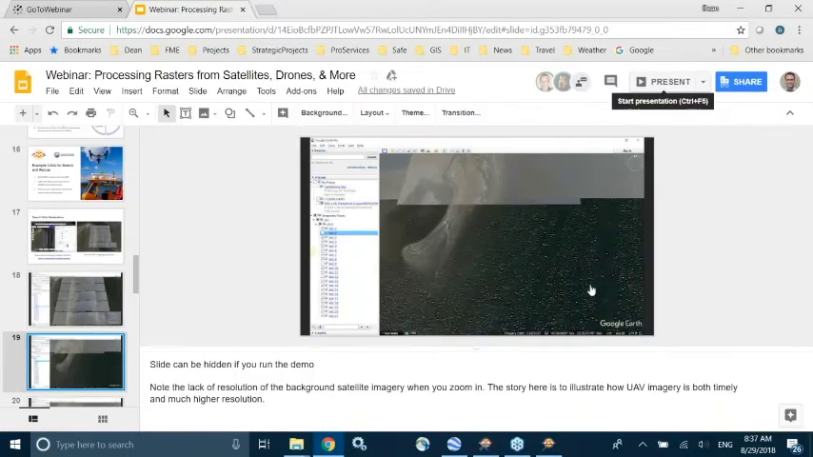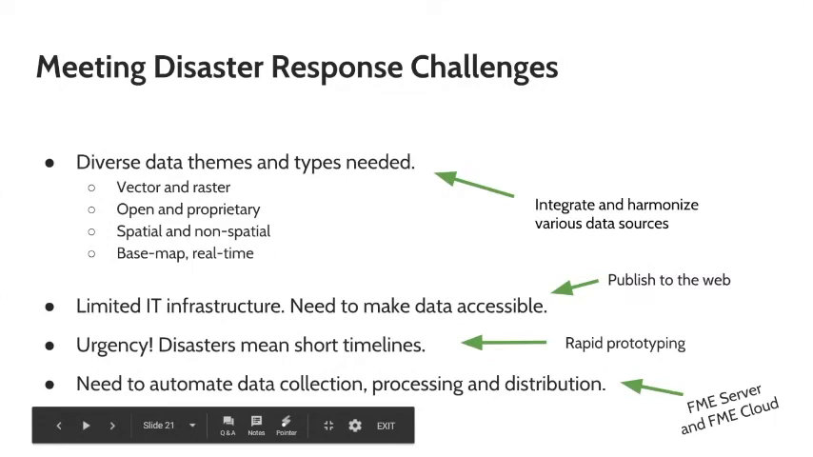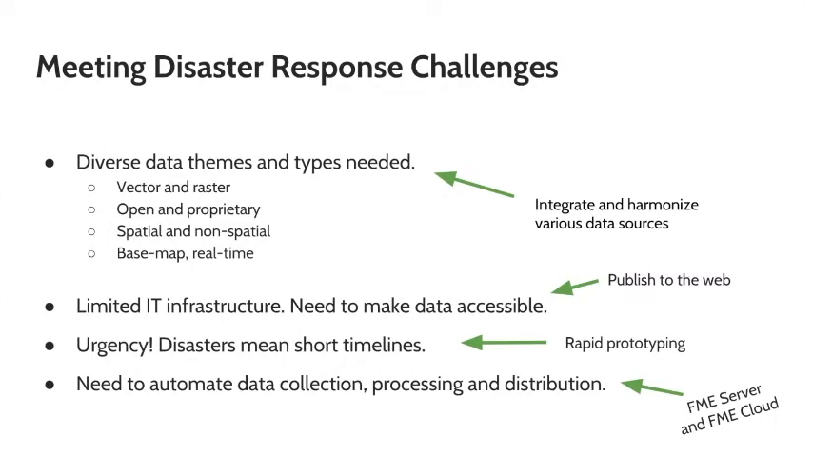So back to the slide deck here. Now let's look at some disaster response applications and challenges. Here are just a few high-level comments about disaster response in general. Obviously, we need very timely data, and that's why raster is valuable, because a lot of the methods of collecting raster data are much more automated than for typical vector or base map type data. And FME is very useful because it allows us to bring all that together.